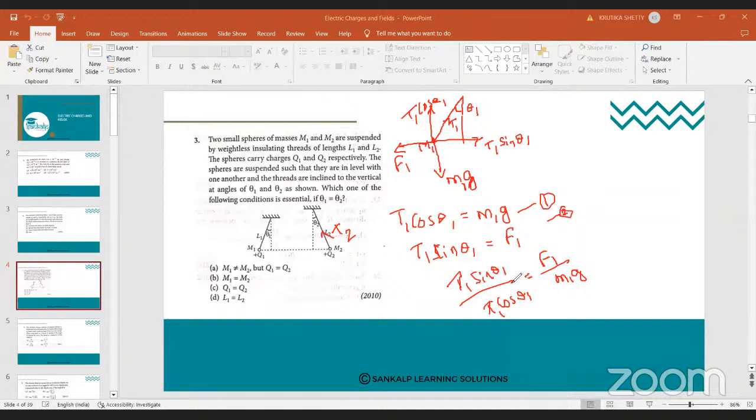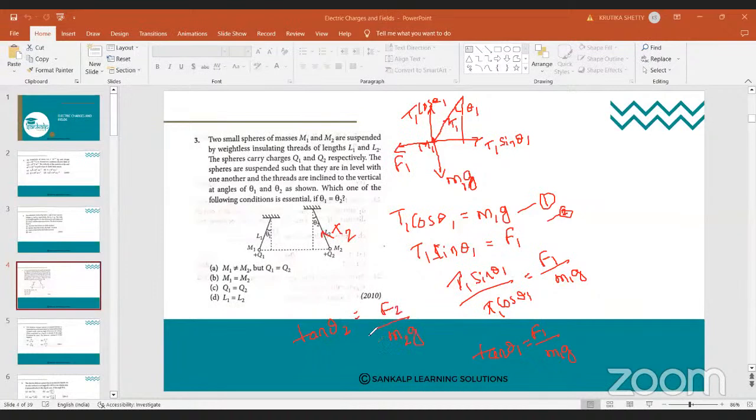Your answers: 16 members replied answer A. I'll prove it. It is option B. Okay. Yes. So T1 will get cancelled. So sin theta by cos theta, what is it? It is tan theta. So tan theta 1 is equal to F1 by M1 into G. Similarly, tan theta 2 is equal to F2 divided by M2 into G.